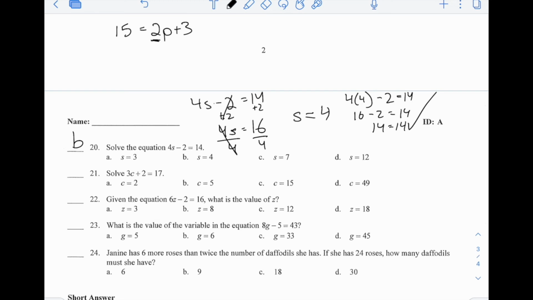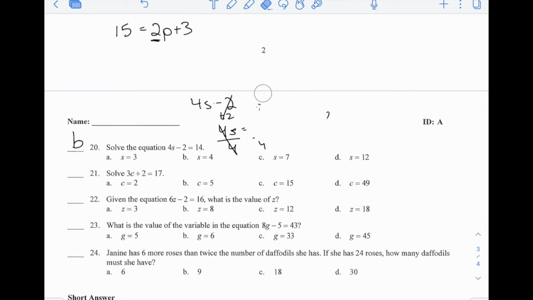Okay, 3c plus 2 equals 17. So I subtract 2. 3c equals 15. Divide by 3. I've got that variable isolated. 15 divided by 3 is 5. So this means 3 times 5 plus 2 equals 17. 3 times 5 is 15 plus 2 is 17. So it's a check.